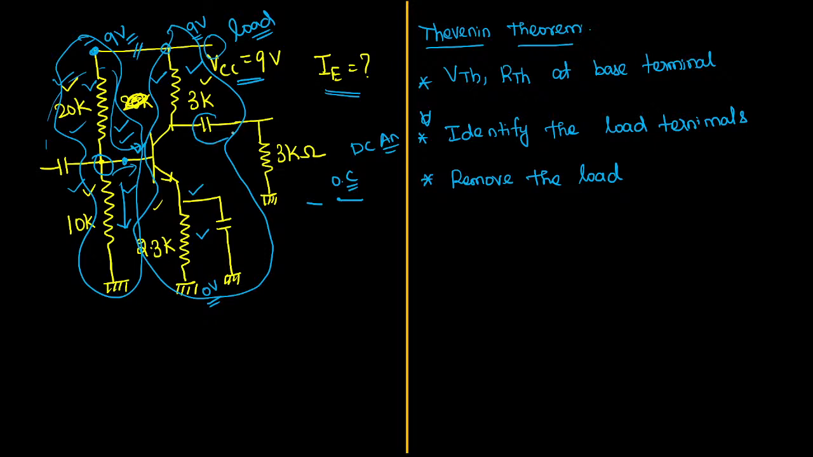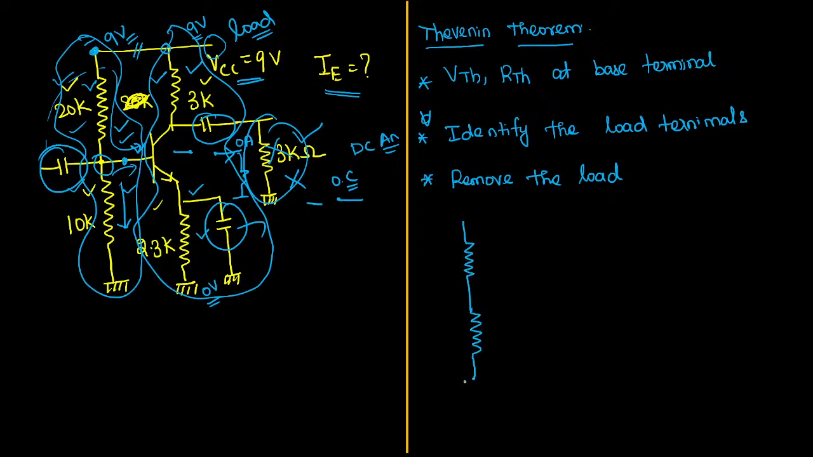If I am removing this capacitor, then this 3 kilo ohm resistor will become useless. Why, sir? Because it will be open circuited. If it is open circuited, there will be no current flow through this 3 kilo ohm resistor. So this portion will become useless. We can remove it. Similarly, this capacitor will be open circuited. This capacitor will be open circuited. And I'm also going to remove the transistor. After that, during Thevenin's theorem, keep your attention only on the base terminal.